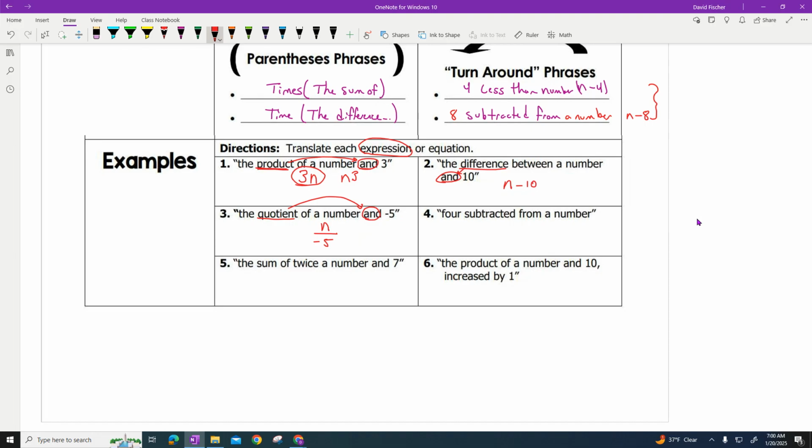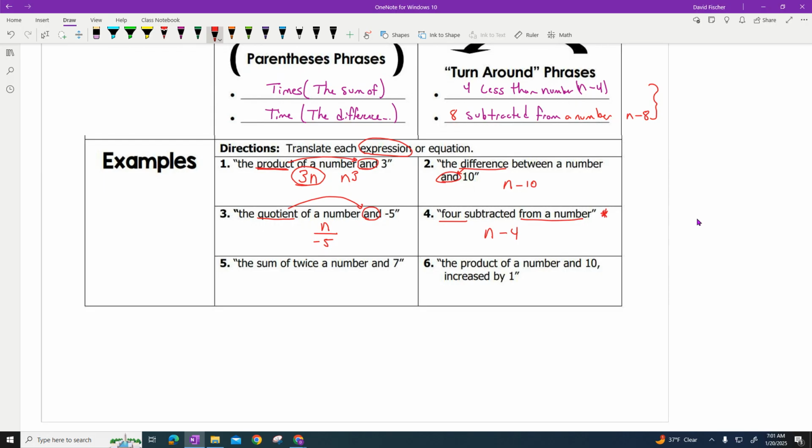4 subtracted from a number. Now this is that one that's like a star up there. This is that turnaround phrase. We have 4, and it's going to be subtracted from a number. So the way I think about this is I have a number here. I don't know what it is, but I'm going to subtract 4 from whatever that number is. Okay, so this is one of those turnaround phrases. There it is, subtracted from a number.